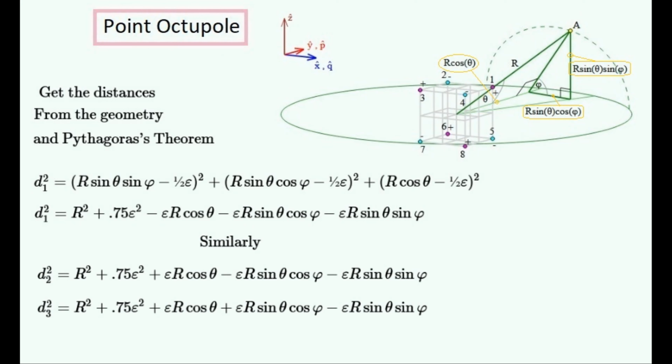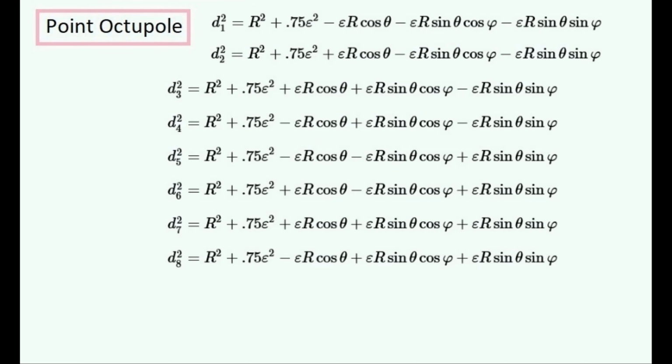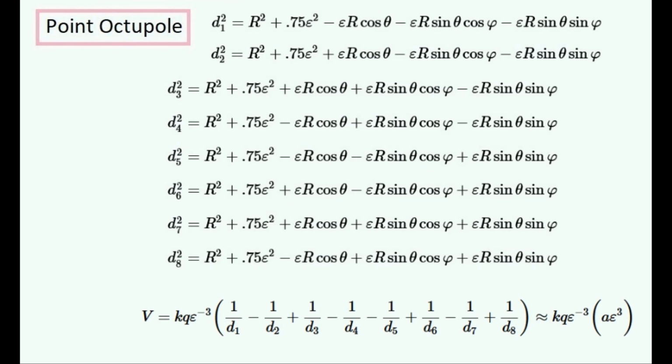Using a similar technique, we can calculate the distances from all 8 charges to this point A. And I'll just write out the equations for all 8 charges. So this is what the voltage is in terms of these charges. Voltage is proportional to the inverse of the distance from any point charge, and these can be added together because voltage is a scalar and has this property that allows for this.